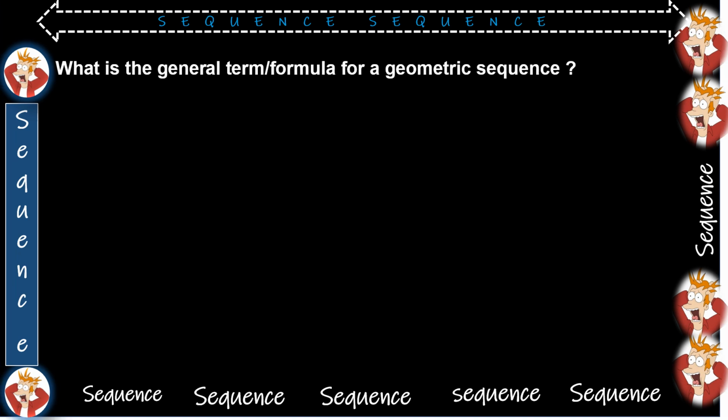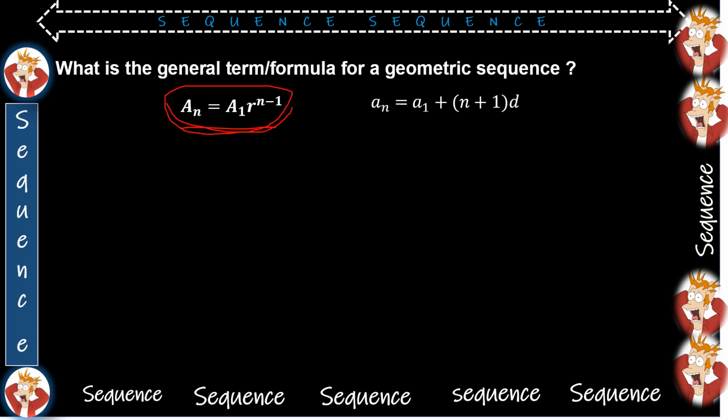Question number 2. What is the general term or formula for a geometric sequence? Alin kaya dito ang tama? Our answer is, we have a sub n is equals to a sub 1 multiplied by r raised to n minus 1. This is the general term for our geometric sequence. Ito kasi ay para sa arithmetic sequence po ito.